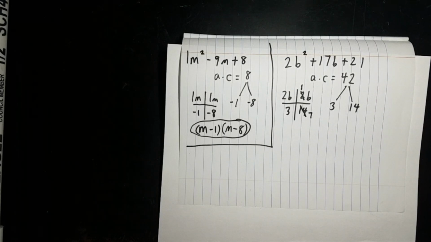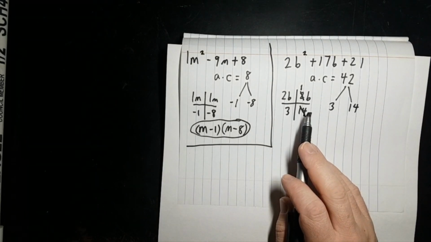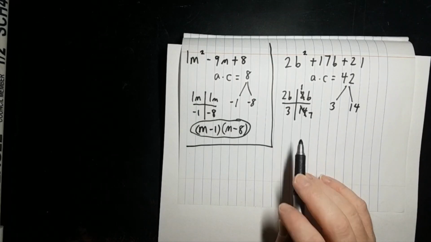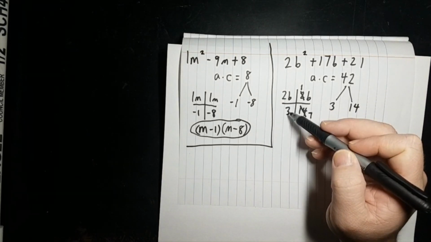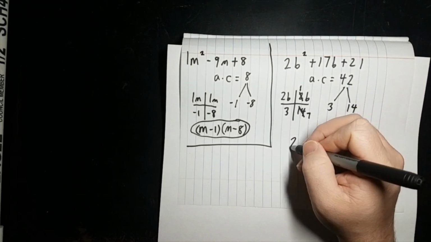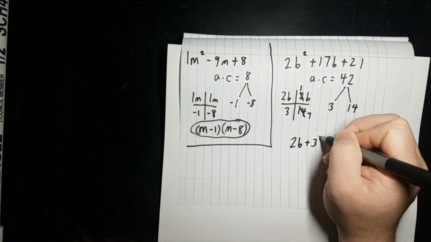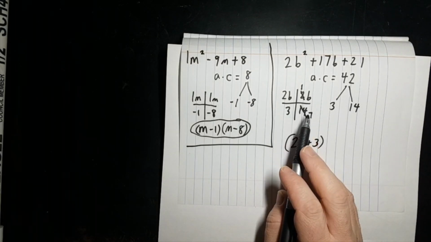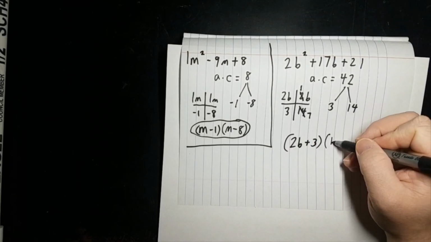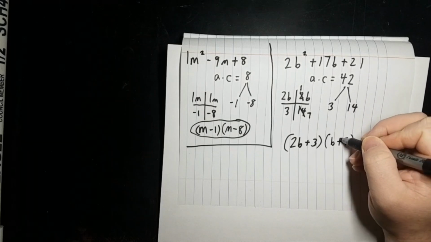I'm done simplifying. Now, sometimes you can simplify with one of them. Sometimes you can simplify with both of them. It depends on the problem. Vertically, in the first column, I have a 2b and a 3. My factor is 2b plus 3. In the second column, my simplified column, I have a 1b and a 7. I have a b plus 7.